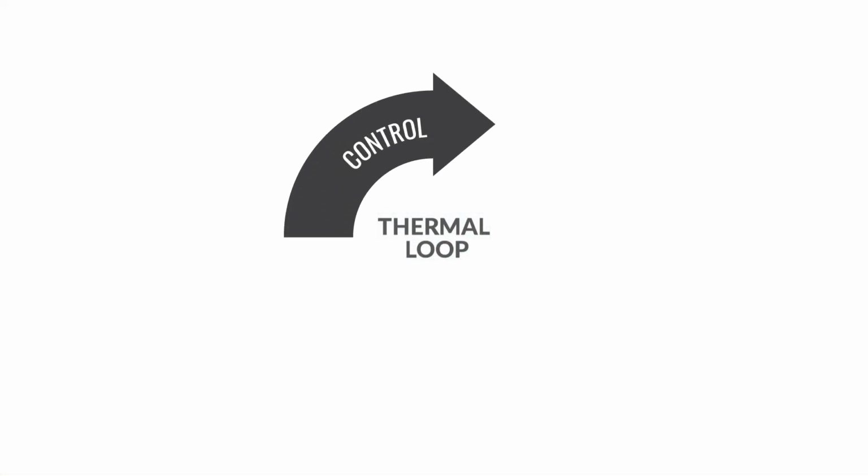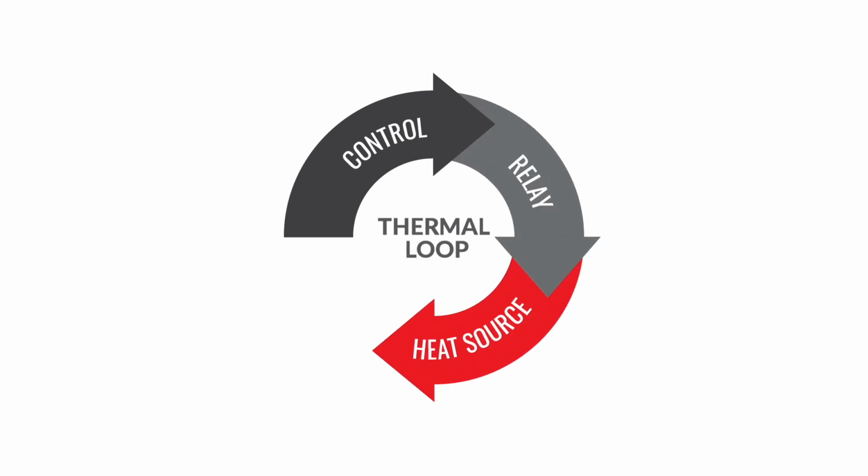There are a lot of electric heaters installed and put in processes all over the world, and not one of those heaters runs without a temperature controller, a sensor, a relay, or some sort of a thermal device. Four devices combine together to make what we call the thermal loop. The thermal loop consists of the control, the relay, the heat source, and the sensor.